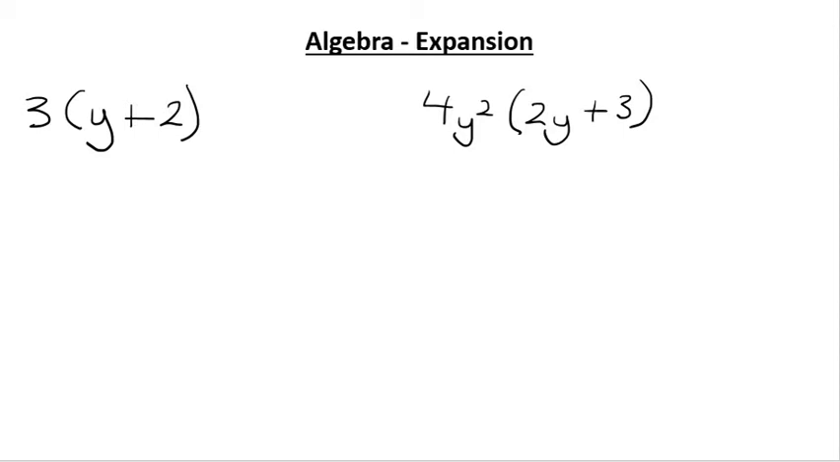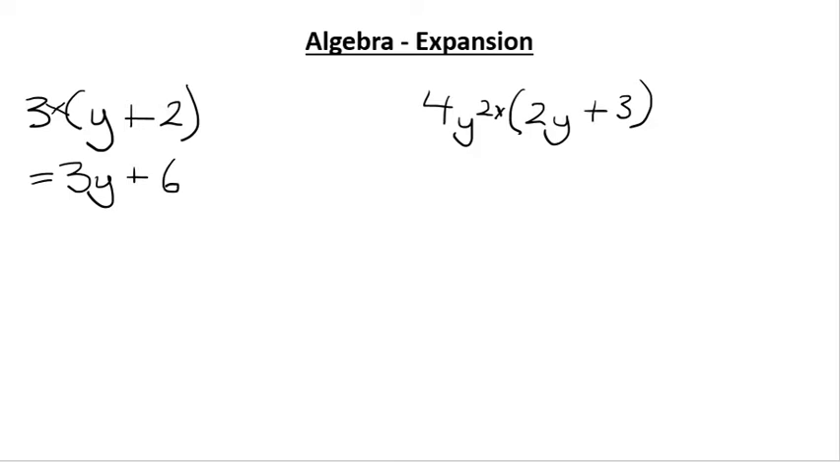When you expand, we said we're going to multiply out. The first thing we should remember is that there's an invisible times between the term outside the bracket and the term inside the bracket. So what that actually means is we're going to do 3 times y and 3 times 2. 3 times y will give us 3y, we know that already, equals, and 3 times 2 will give us 6.